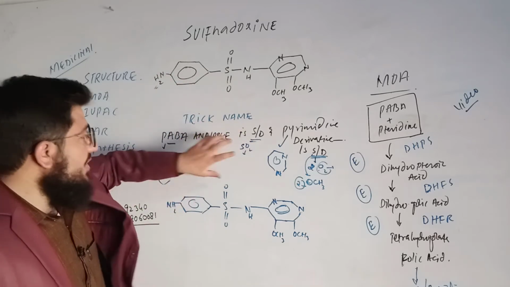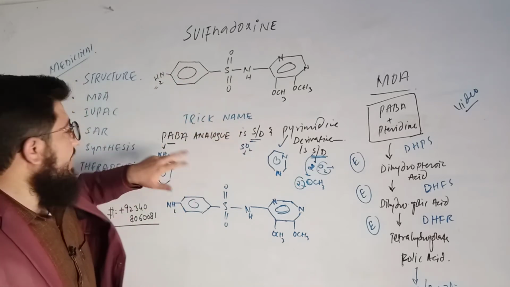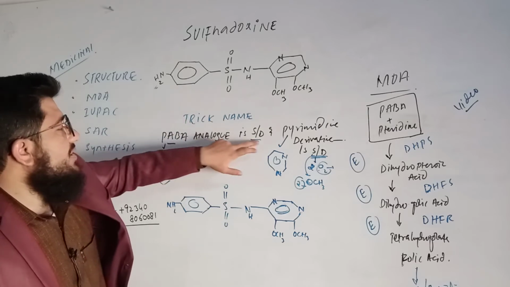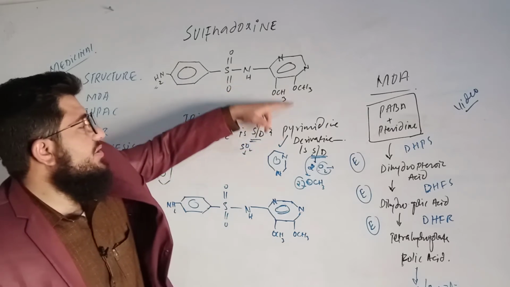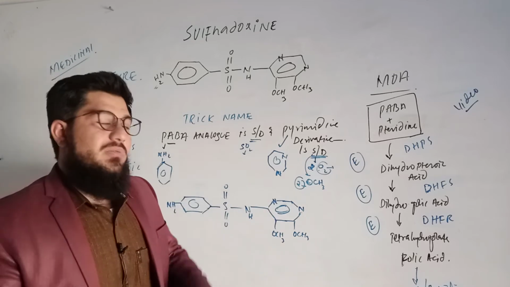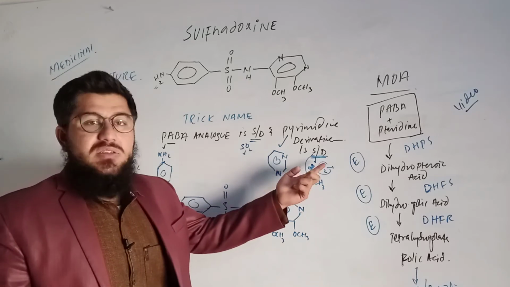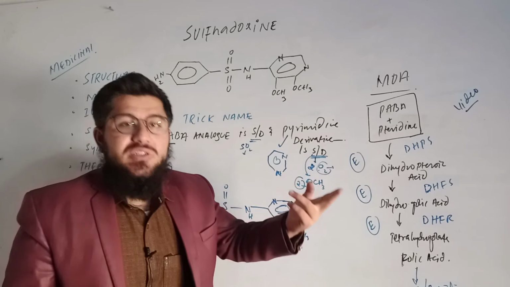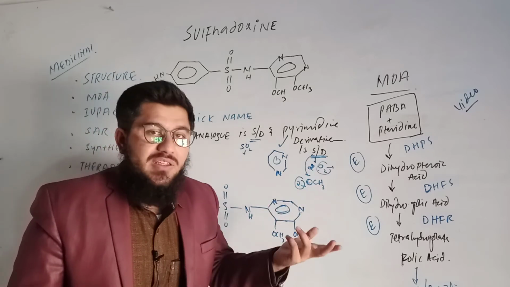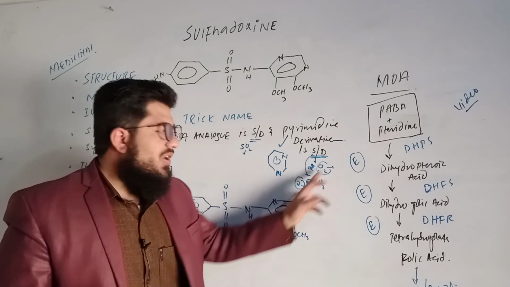So from this trick name, you can get all the things here. Now, PABA, here is PABA, sulfadoxine, here is sulfadoxine, pyrimidine is here, and the remaining SD, I just wrote it for myself because it was giving me a sense of two oxygens. If two oxygens are there, with what are they there? Then they're there with methyl. Don't confuse yourself here.